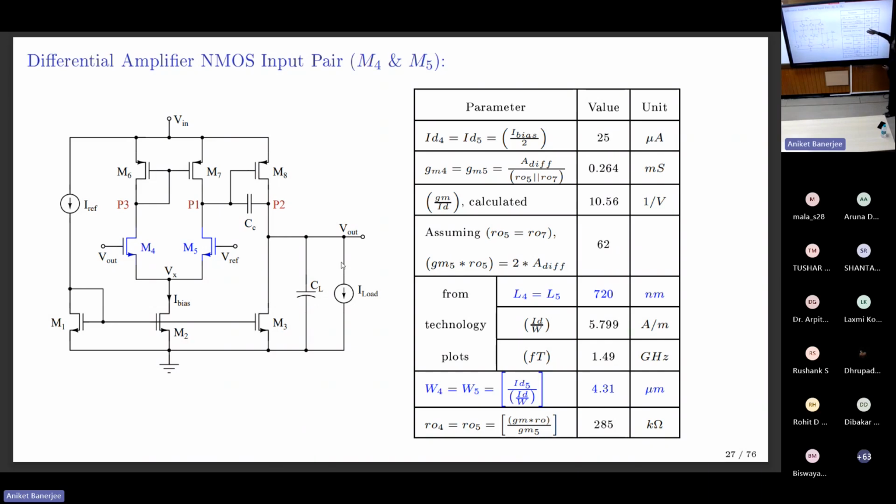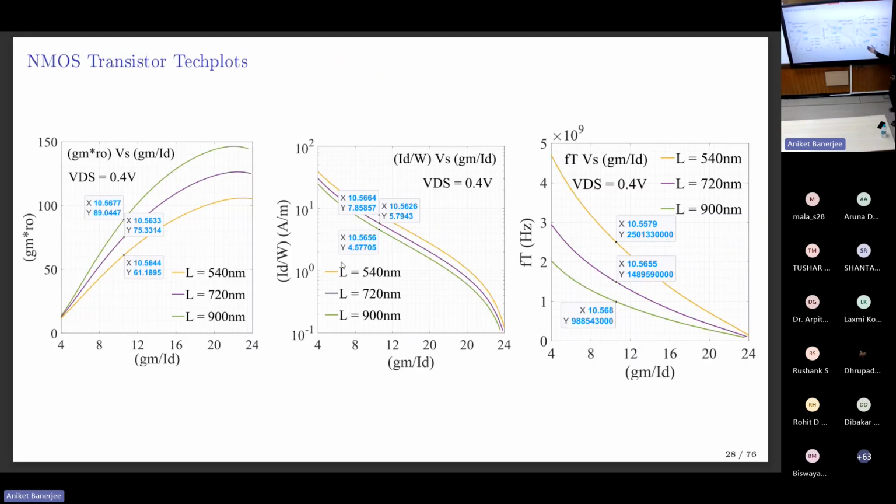So this is the intrinsic gain needed from this MOSFET, and this is the GM needed from this MOSFET, given the bias current. So I know the GM by ID, and I know the intrinsic gain. So what do I do next? I try to use the lookup tables. Now this is the GM RO versus GM by ID lookup table, and the ID by W, FT lookup tables.